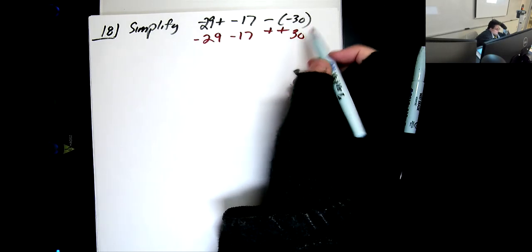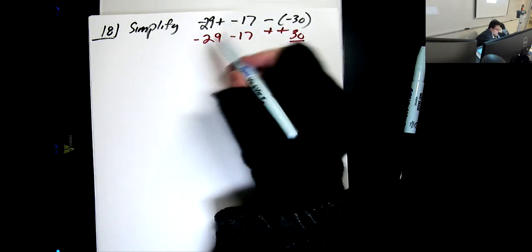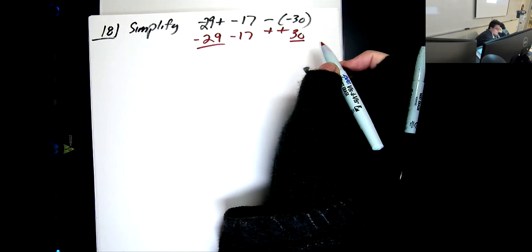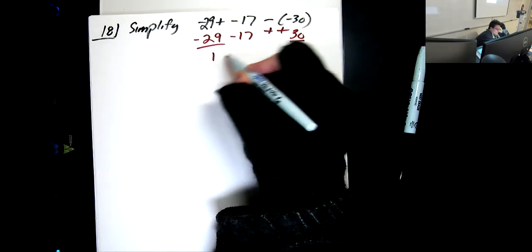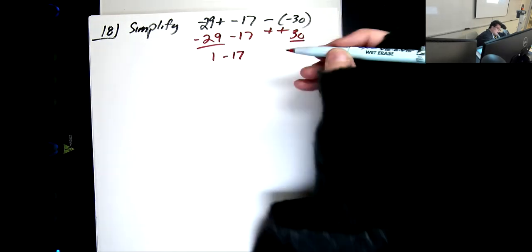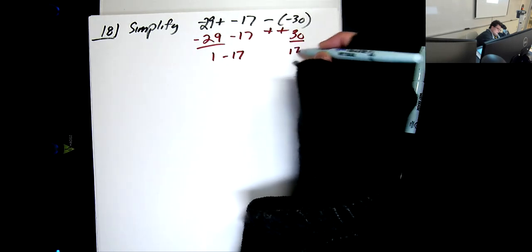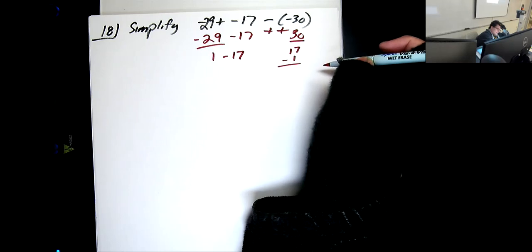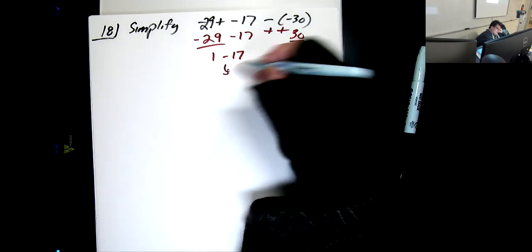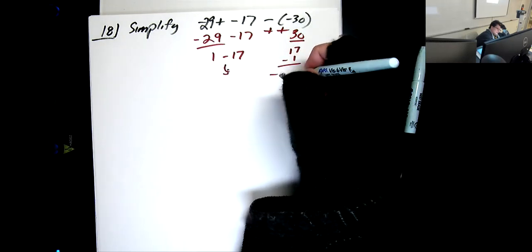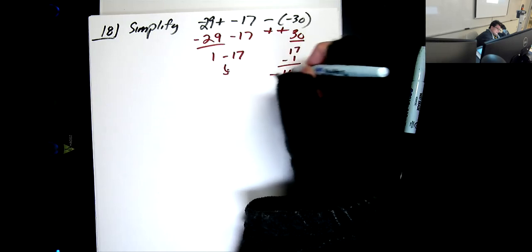So now we could go left to right, or I could be smart. What is 30 minus 29? One. And I still have minus 17. If I want to do this the other way, I'm going to do 17 minus 1 and use the sign of the bigger number. The sign of the bigger number is a negative, so the outcome will be negative. 17 minus 1 is 16, so I'm going to have negative 16.